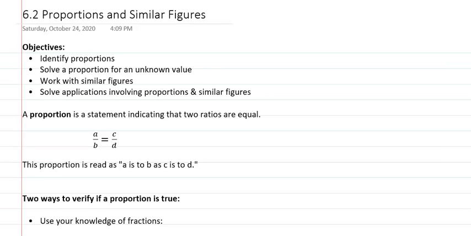So we've got a ratio here, we've got a ratio here, and we set them equal. And the way we say this proportion is to say A is to B as C is to D. Okay, so that's how you read it.